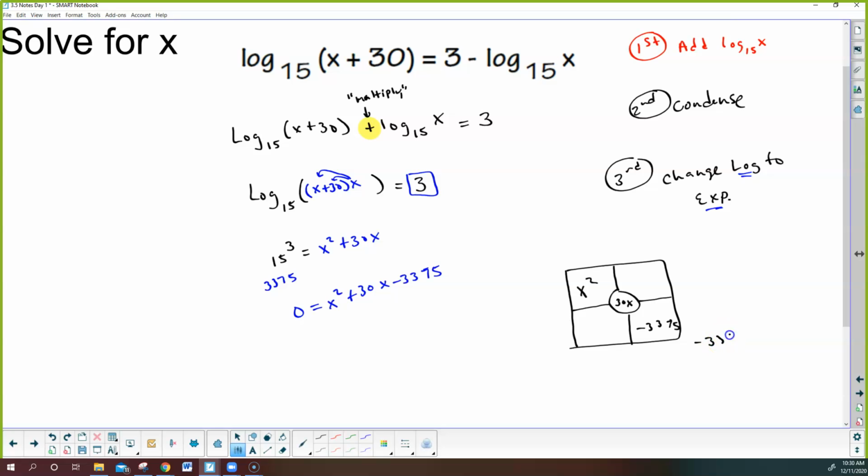So I'm looking for the factors of negative 3,375 that add up to 30. And I'll just let you know, 75 times 45 is what gave me 3,375. And then one has to be negative, but I need a positive 30x when we add them together. So the smaller one's going to be negative.